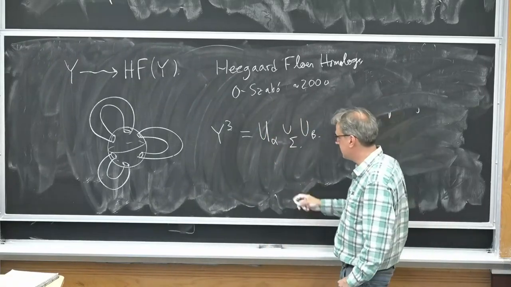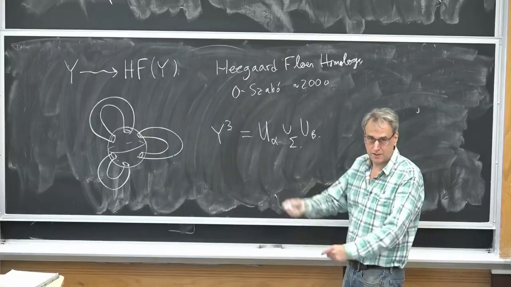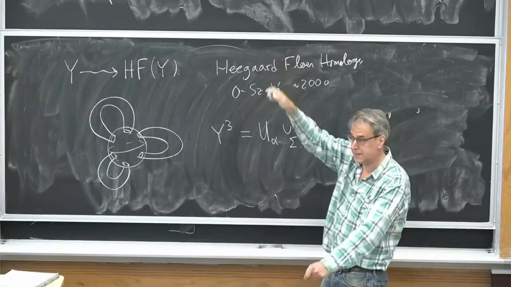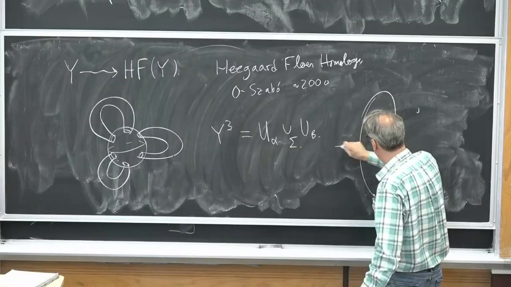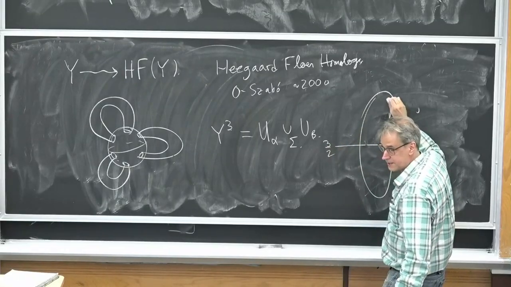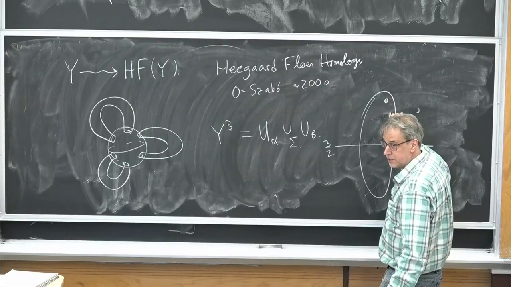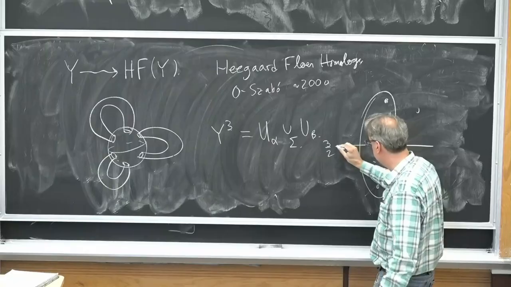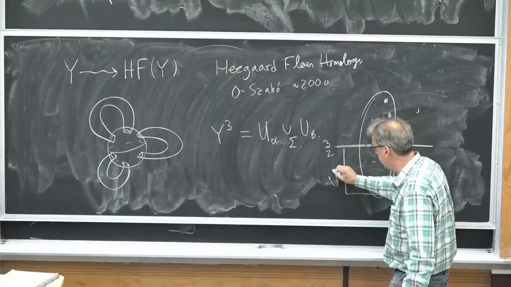If you like, this is a statement about Morse theory. You have a self-indexed Morse function on your three-manifold, with a single index 3 critical point and a single index 0 critical point. Then you chop at level 3 halves. Above level 3 halves there is a single index 3 critical point and g index 2 critical points. Below I have a single index 0 critical point and g index 1 critical points. This is U alpha.